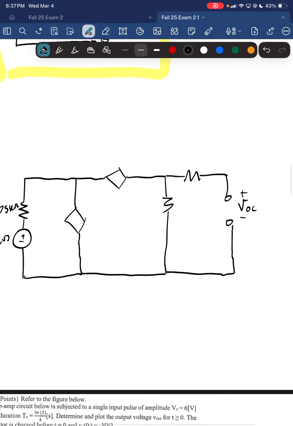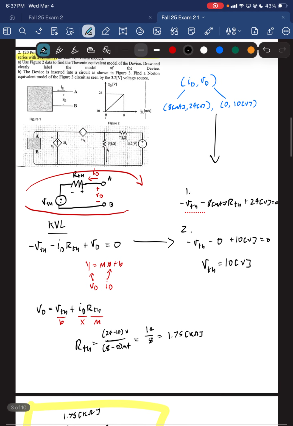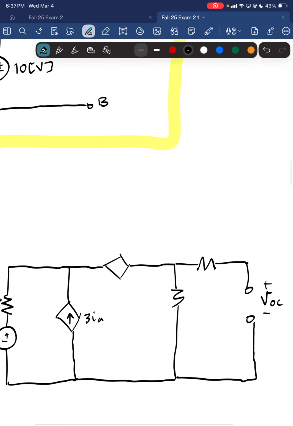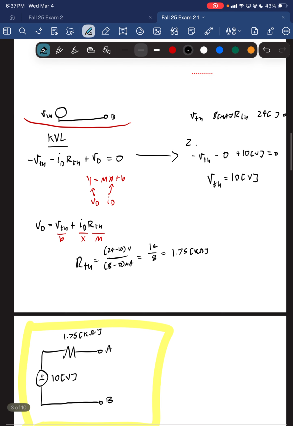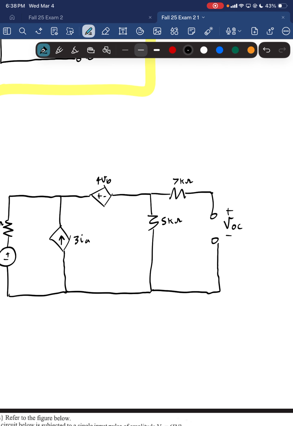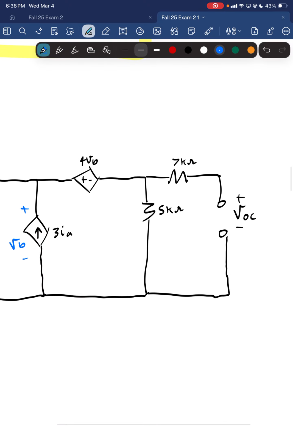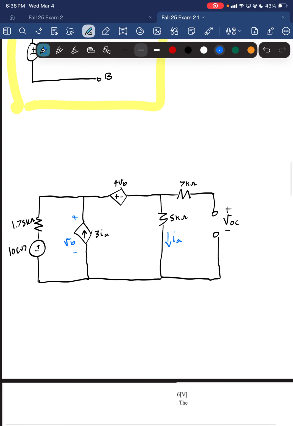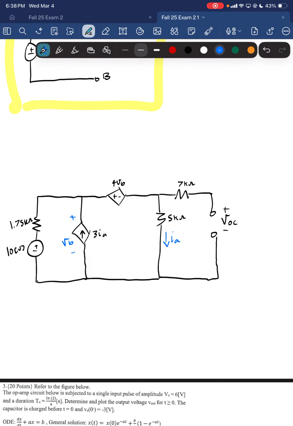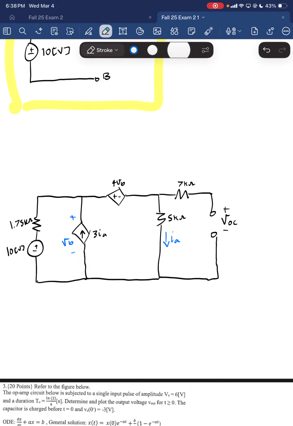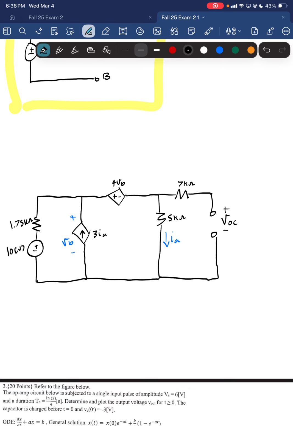3IA, 4 VB, 4 VB, 5 kilo ohms, 7 kilo ohms. And then VB is that voltage, and IA is this current. Okay, and then how would y'all like to solve this circuit?